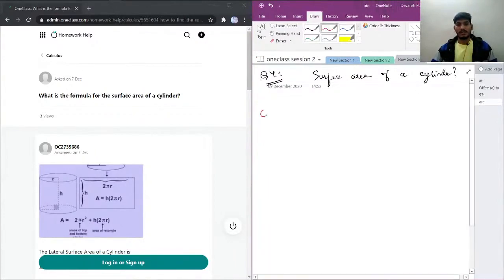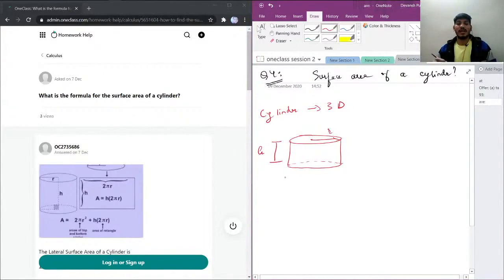So a cylinder is a three-dimensional figure, and if we see, a cylinder is something like this, we have one more circle at the bottom. Yeah, something like this, and this is the height, this is the radius, and both top and bottom surface will have the same radius.